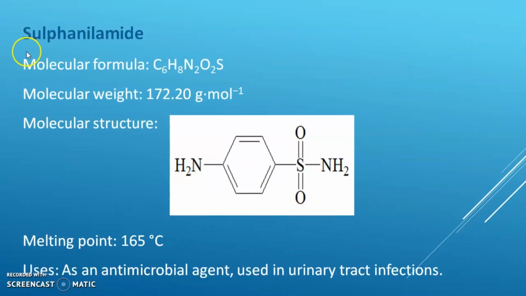So now we see the monograph of sulfanilamide. Molecular formula is C6H8N2O2S. Molecular weight is 172.20 gram per mole. And the molecular structure you can see on screen. This is the molecular structure of sulfanilamide, where two amino groups are present, and this is the sulfonamide, that is, this amido group, the sulfa amido group. Melting point is 165 degrees Celsius, and it is used as an antimicrobial agent. It is also used in urinary tract infections.